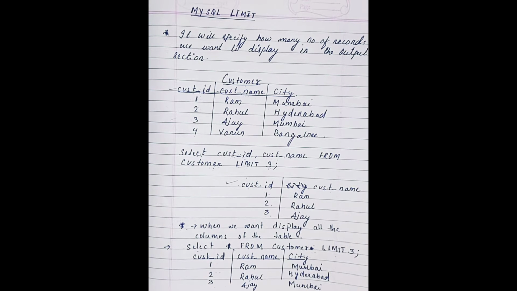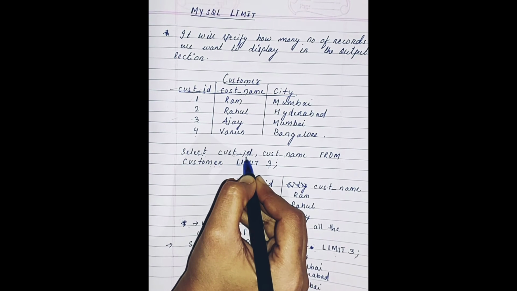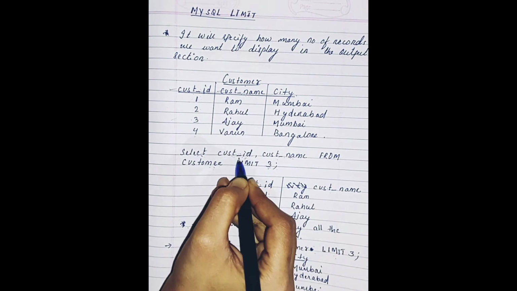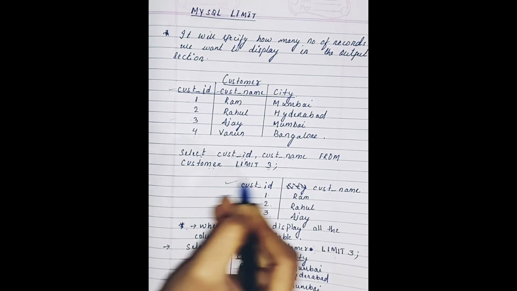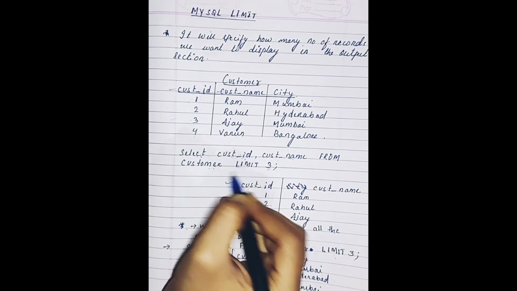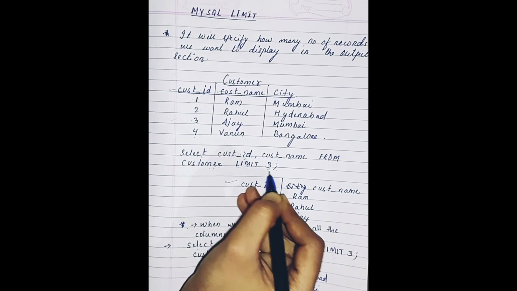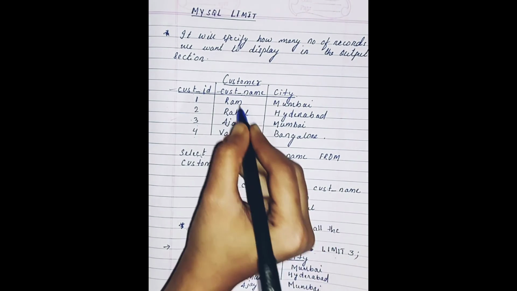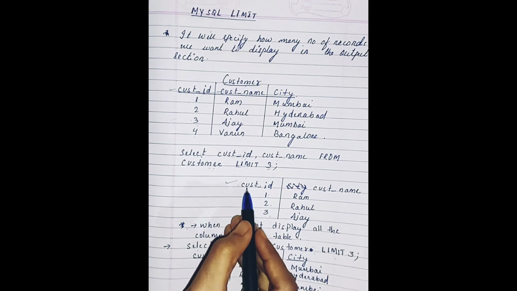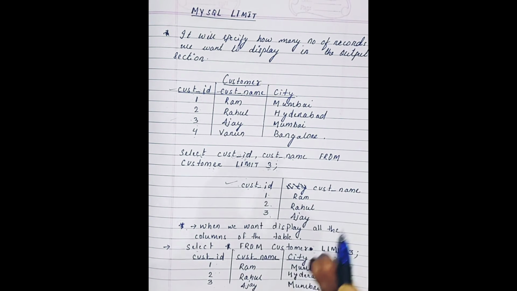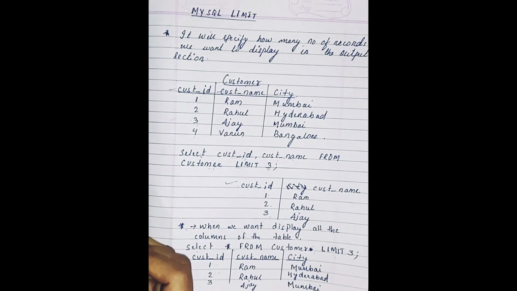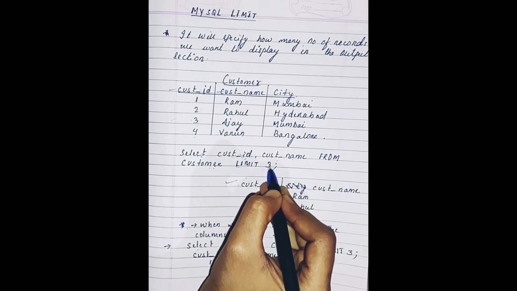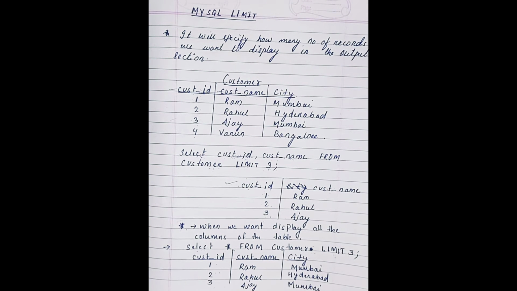So what will be the query? The query will be SELECT cust_ID, cust_name. Whatever columns we want to display in the output section, we have to write those column names after SELECT. Then FROM the table name, that is customer, then we have to specify LIMIT 3, that displays only the first three records of the cust_ID and cust_name columns. So the output will look like this: cust_ID column, cust_name column, and the first three records are there. If there is LIMIT 2, then only the first two records will be there. If LIMIT 1, only one record will be there.